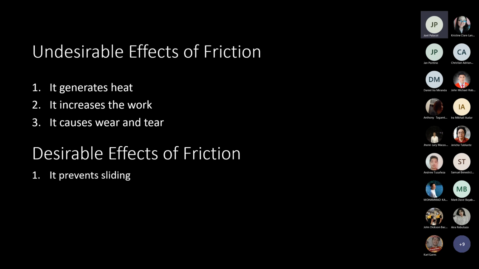It prevents sliding. Walking is possible because we rely on friction to prevent sliding. It holds things together. Screws and nails hold things together. Pencil for writing. Writing using a pencil is not possible if there is no friction between the paper and the pencil lead. Fan belts. Fan belts and drive belts rely on the friction between the belt and the pulley to transmit power.